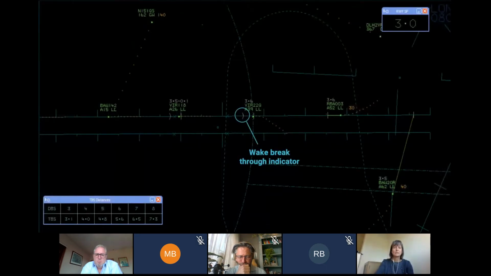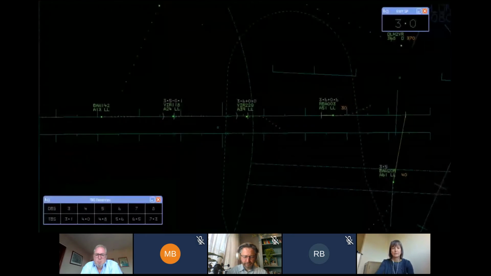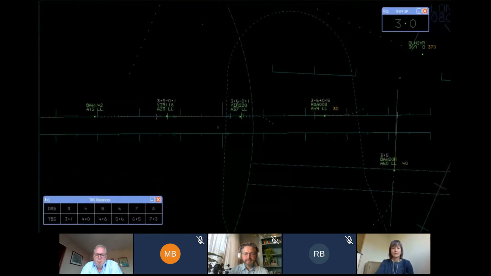So as you can see, there's quite a number of tools embedded within ETBS and functions for the controller to help manage the separations efficiently.